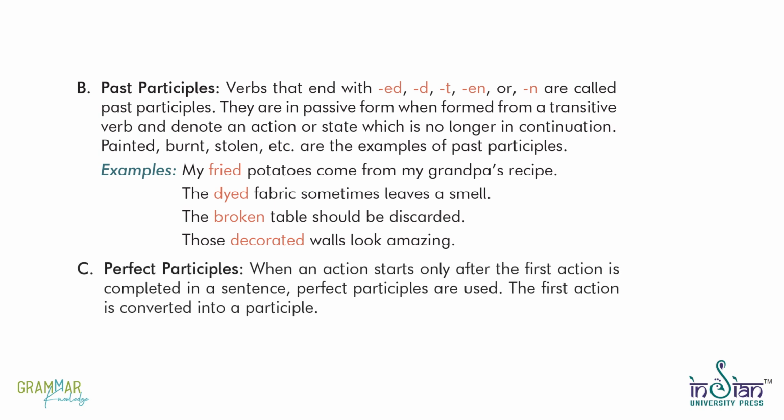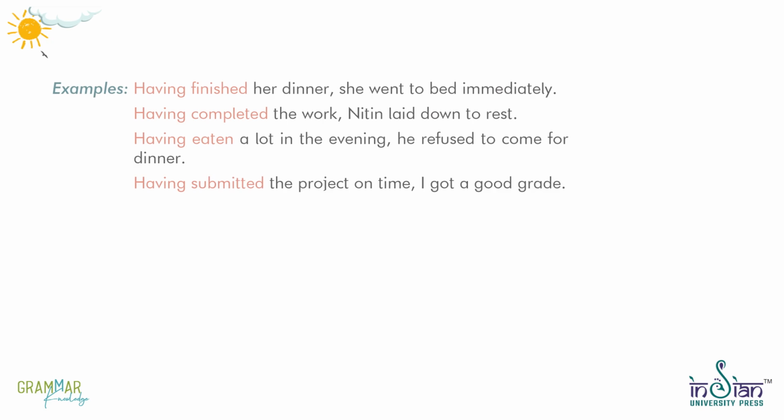C. Perfect participles. When an action starts only after the first action is completed in a sentence, perfect participles are used. The first action is converted into a participle. Examples: Having finished her dinner, she went to bed immediately. Having completed the work, Nitin laid down to rest. Having eaten a lot in the evening, he refused to come for dinner. Having submitted the project on time, I got a good grade.